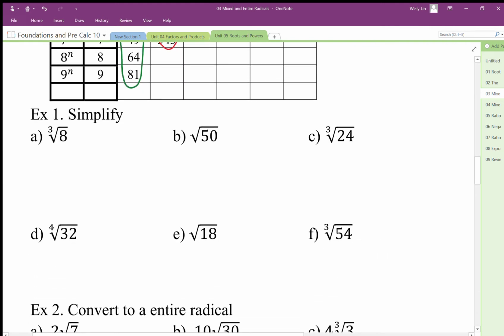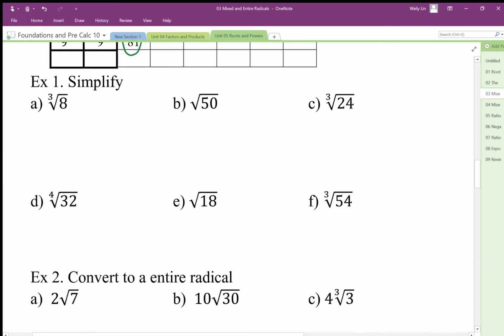So if we want to do these ones, what we do is look at the index first. I have an index of 3, and so what I'm looking for is perfect powers of 3. When I look at 8, 8 happens to be a perfect power of 3, so I can just undo this power of 3 with the cube root. This is 2 cubed, and so the cube root and the cube undo each other, and we're just left with 2.